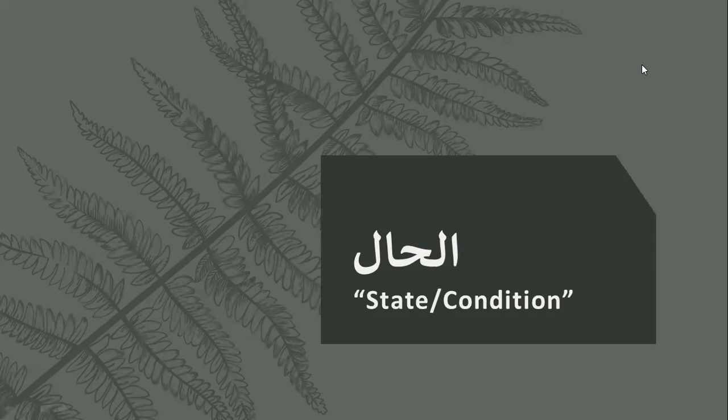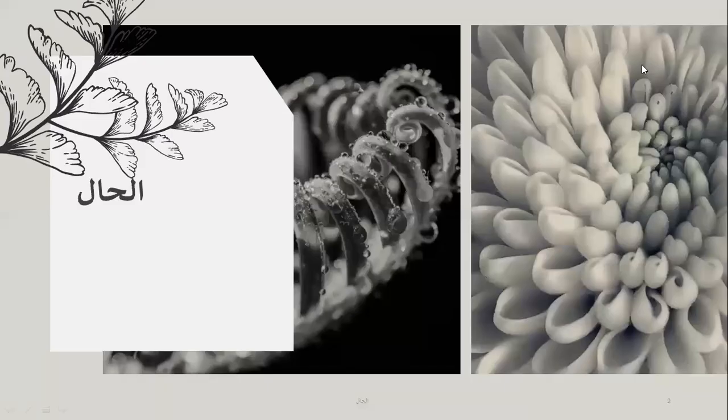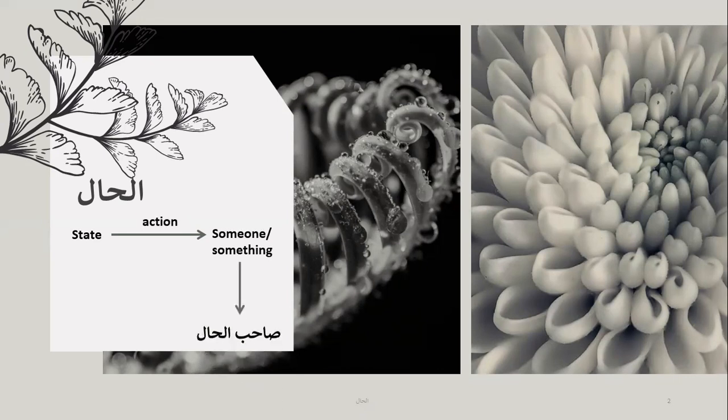Auzubillahiminash-shaytanir-rajeem. Bismillahir-Rahmanir-Rahim. Today we are starting a new chapter which is called Al-Hal. Al-Hal, the meaning is state or the condition. Now let's start. So Al-Hal is a state of someone or something, and it's expressed in the form of action. And that someone and something is actually called your Sahibul Hal.